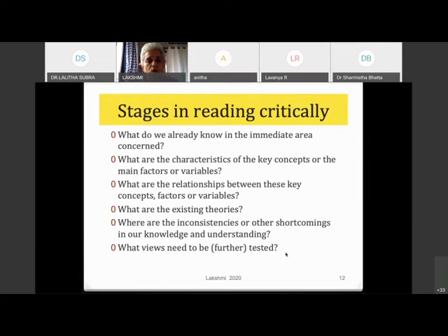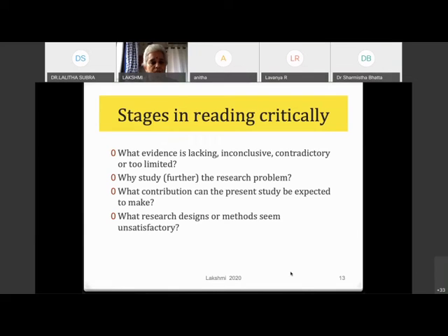Yeah. So what views need to be tested? Within that, then you can get a better understanding about what are the views that don't seem to have been tested enough, and how you like to test that particular view. Few more points about reading things critically is what evidence is lacking or it's inconclusive or it's contradictory. Why study? I mean, if you are saying you want to study a research problem further, you need to have a clarity about why study it further. You know, and there's so much that seems to be there. Is there a justification of one more study?